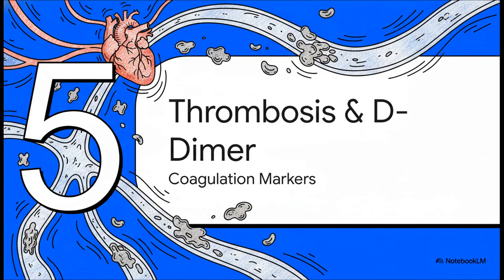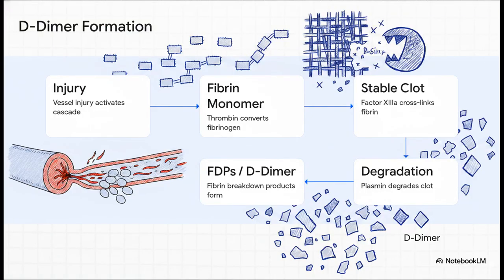Moving on to Section 5, thrombosis and D-dimer. When we're not looking at the actual heart muscle, we're looking for blood clotting within the vessels. And D-dimer is a fascinating protein fragment that acts as the ultimate coagulation marker. It's only created through a very specific 5-step physiological sequence.